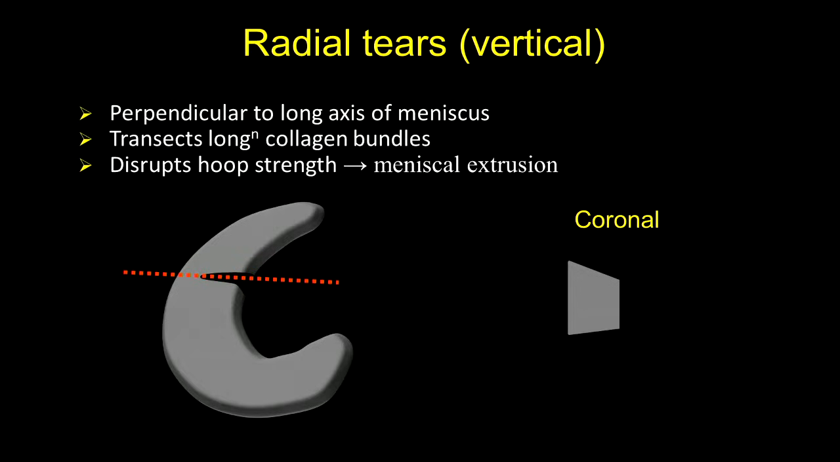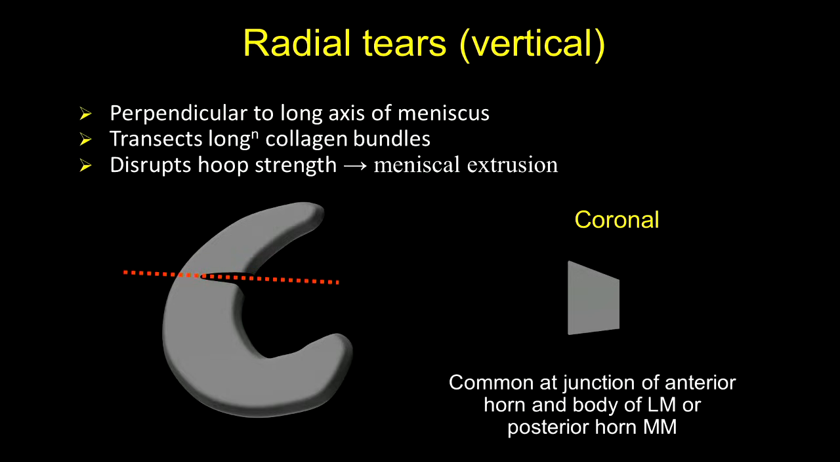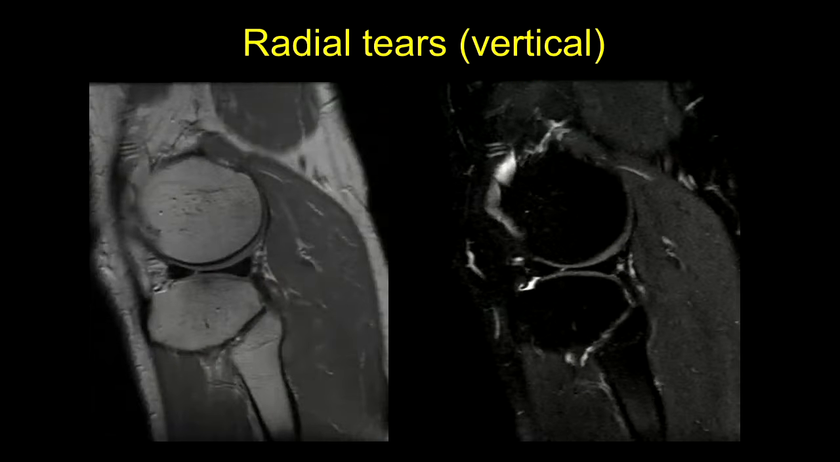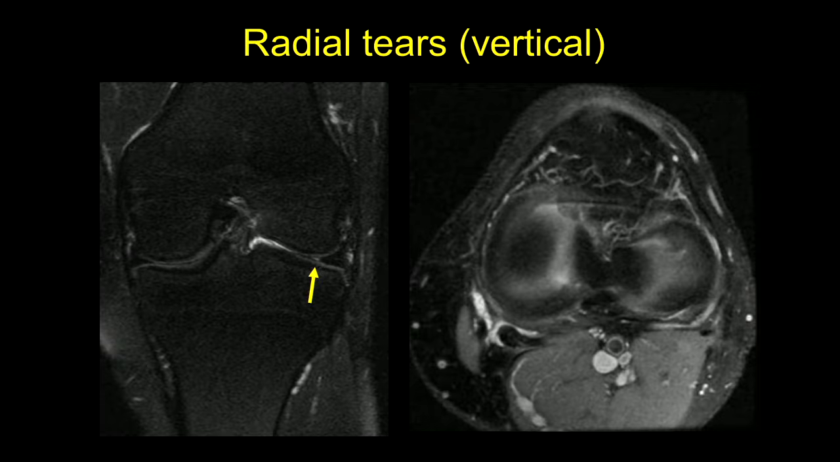These are extremely common at the junction of the anterior horn and body of the lateral meniscus, or in the posterior horn of the medial meniscus. Here we see a typical example of a small radial tear, where you can see a small cleft at the junction of the anterior horn and body of the lateral meniscus. When we look on additional planes, we can see that there's some subtle truncation of the free edge of the lateral meniscus, and you can see this small cleft corresponding to a small radial tear.